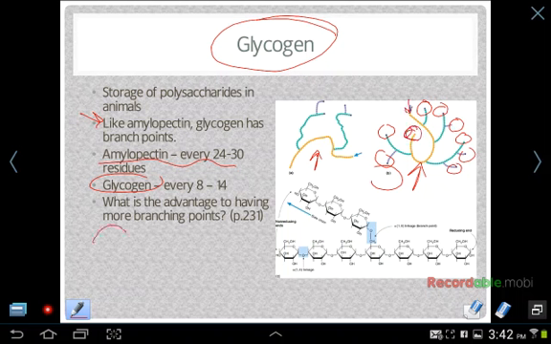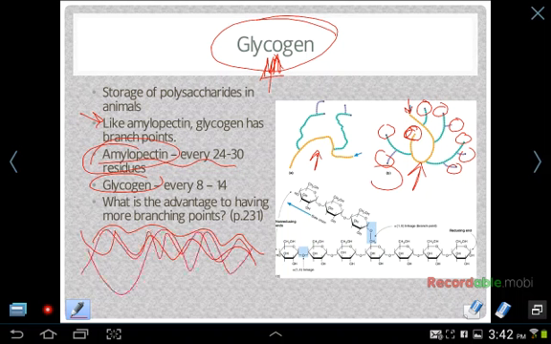So the question I ask you is, what is the advantage in the animal cell to store glucose as glycogen with these multiple branch points versus amylopectin? So I'm going to let y'all think about that, and then we will answer that in class on Wednesday.